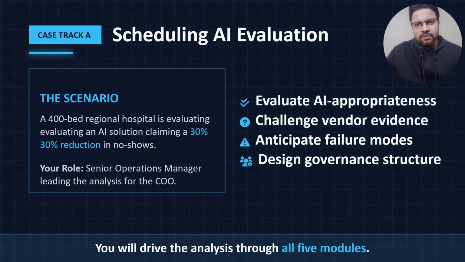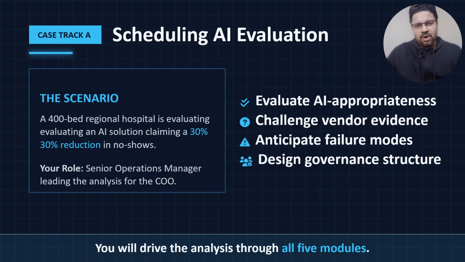So, we are moving into our first case track, focusing on a scheduling AI evaluation in a regional health system. Here, a 400-bed hospital is looking at an AI solution promising a 30% reduction in no-shows. As a senior operations manager, your role is to evaluate the AI's appropriateness, challenge the vendor evidence, anticipate the potential failure modes, and design a robust governance structure. You will apply the principles we have discussed through all five modules.